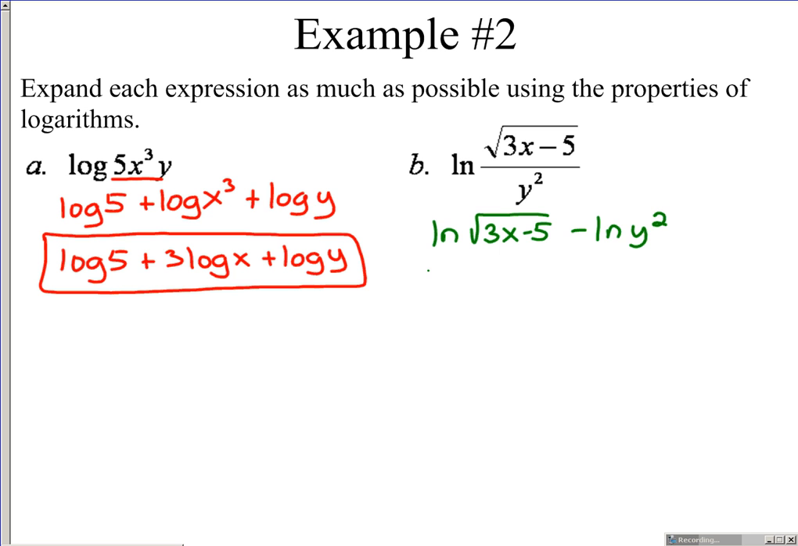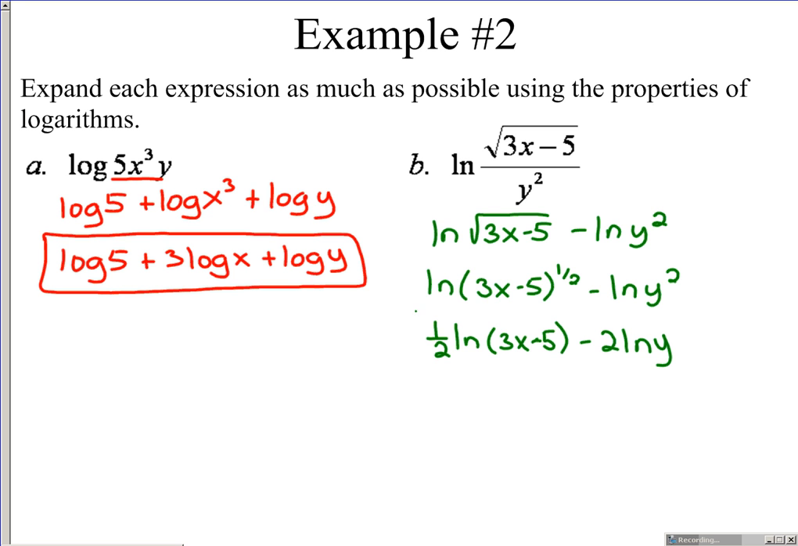Simplify. Remember, a square root we can write as an exponent. It's an exponent of 1/2. Minus the natural log of y squared. And now, last step is we can take each one of these exponents and pull them out front of each of the logarithms. So we have 1/2 natural log 3x minus 5 minus 2 natural log y, and that's expanded out as far as we can go.